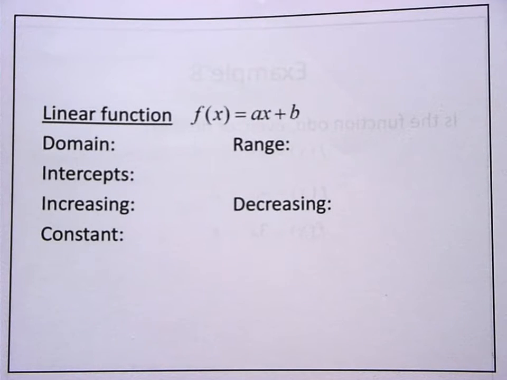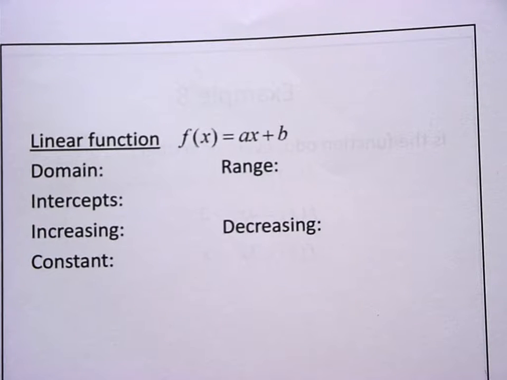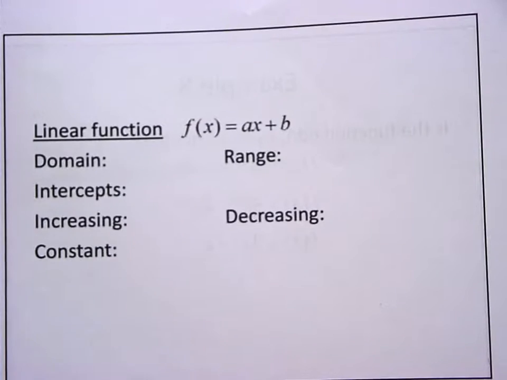Now, this isn't a parent function because it's not the most basic version. This is a general function because a and b could be anything the way this is written. What does this function look like? It's a line. Linear function, line, right?